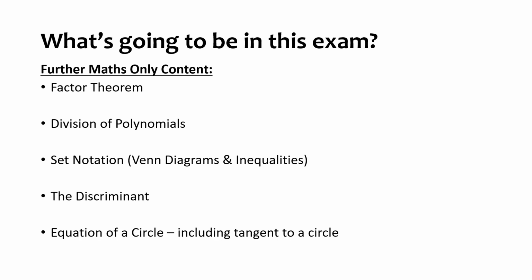And then equation of a circle. We know that in further maths we should be able to use and understand the general equation of a circle, including circles that are not centred at the origin. So it could be that something about that comes up, or it might involve the equation of a tangent to a circle, which is a little bit just normal GCSE as well, but including when you've got the circle not centred at the origin.